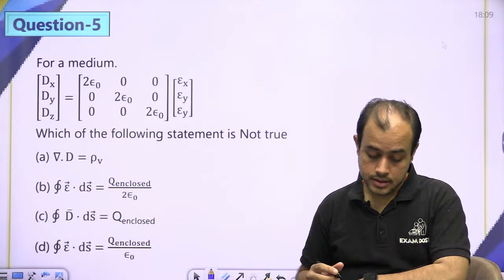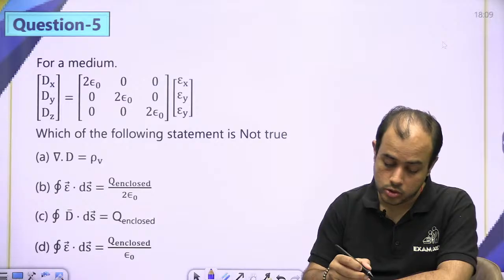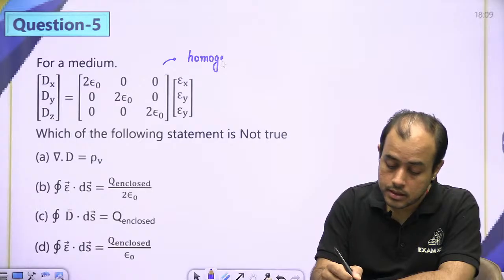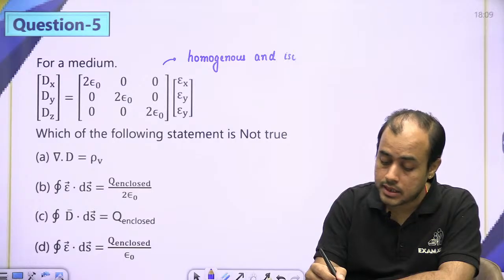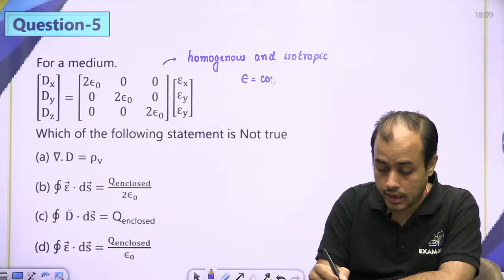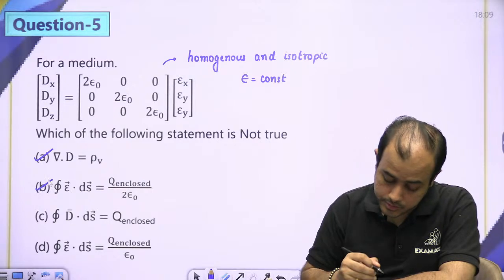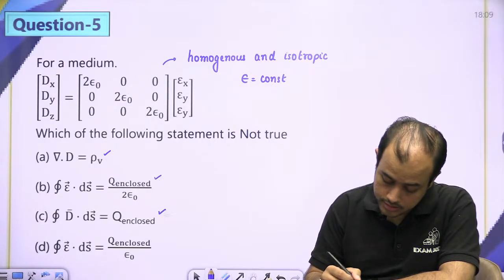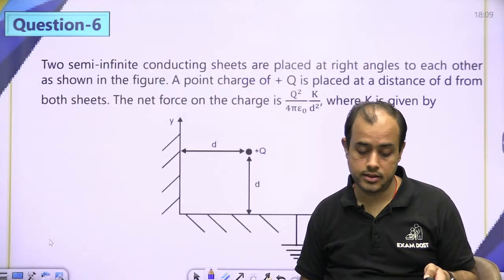चलो. Next, which of the following statements is not true? Del dot D is rho V. First of all, beta, it is homogeneous because epsilon does not depend on coordinate. Epsilon is same in all direction, isotropic. Del dot D is rho V. E dot d is charge by 2 epsilon naught. So answer D is incorrect because in the denominator it should be 2 epsilon naught.